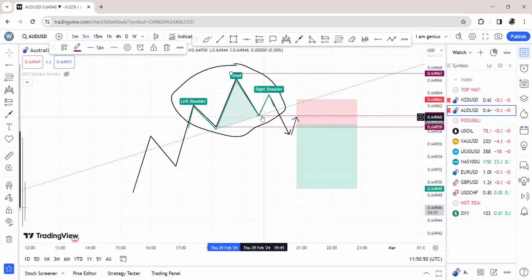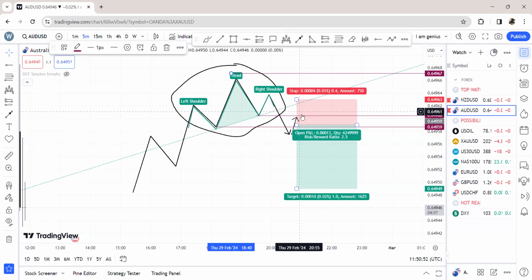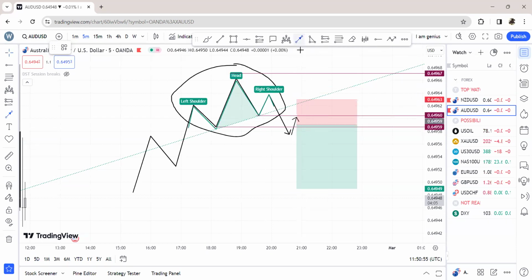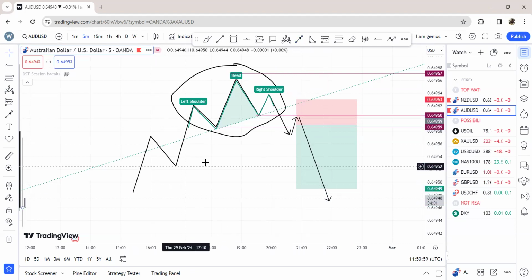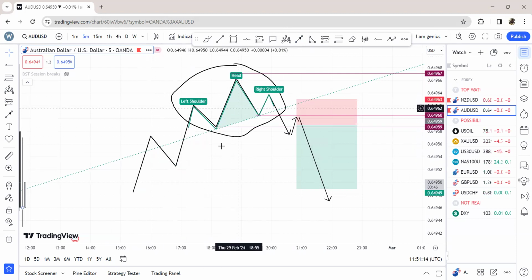Now, I'll be waiting for it to go back to any of these two levels. If I get a good confirmation, I'll trade it to the downside. The mistake most beginners make is whenever they just see these two lines here, they'll assume that this is an uptrend. So they'll only be looking for longs, for buys, which is not the correct way of trading the market.